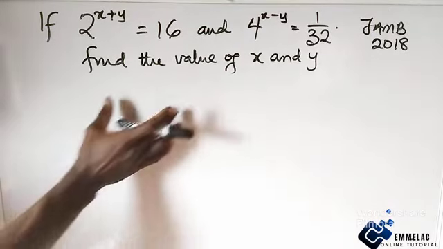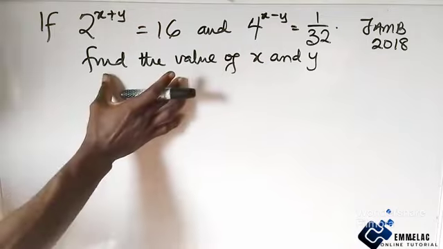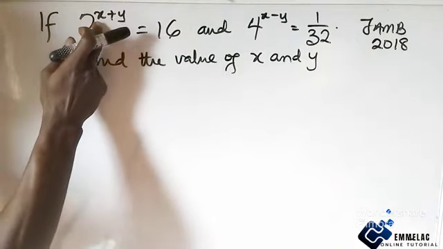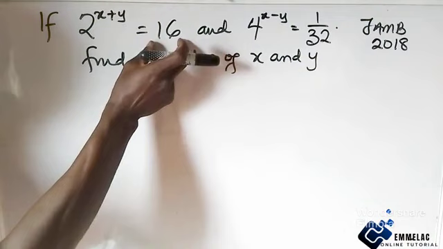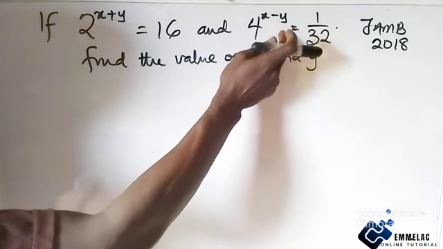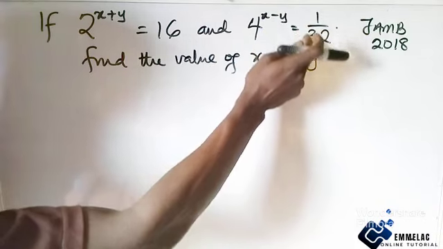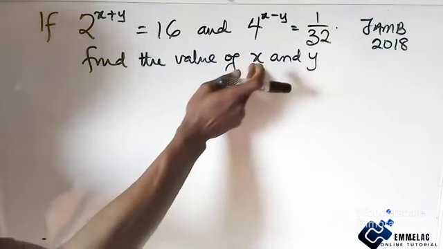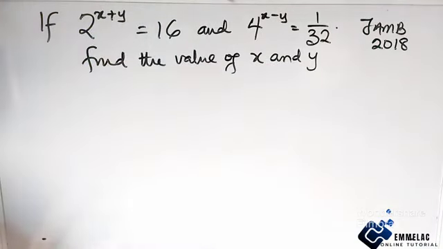Now let us see how we solve this indices equation. Alright, this is JAMB 2018. Now if 2 raised to the power of x plus y equals 16, and 4 raised to the power of x minus y equals 1 over 32, find the value of x and y.